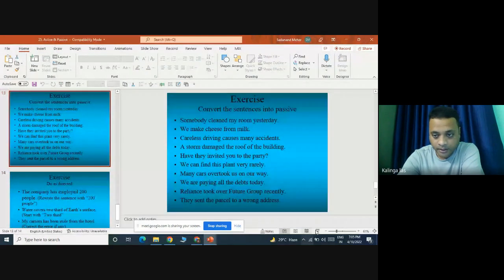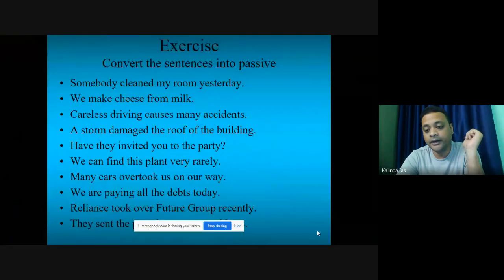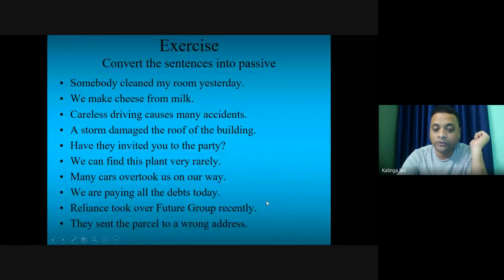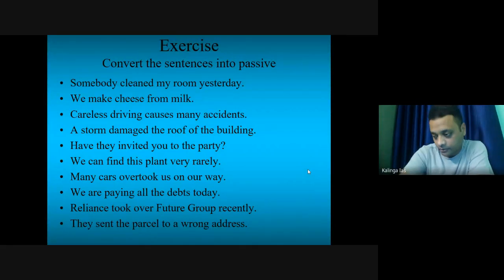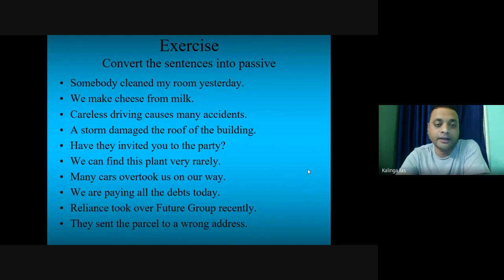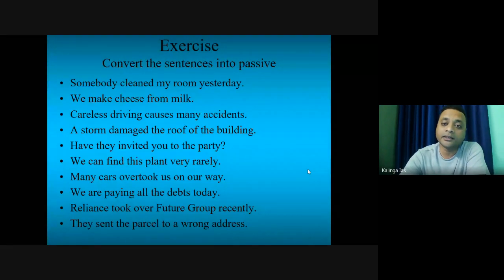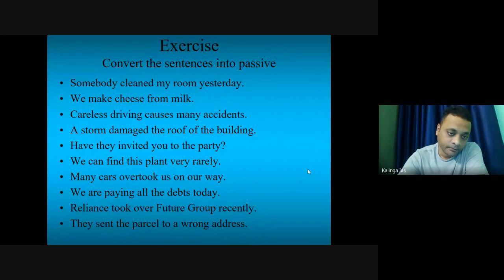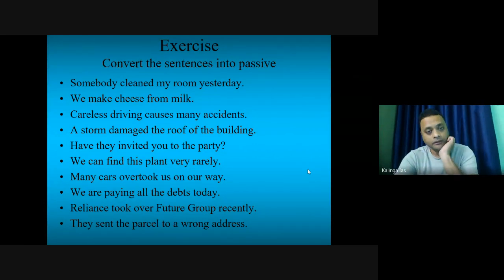Exercises. All of you get your pen and paper ready and solve this. When I ask a question, only one or two of you answer, so I do not want that. All of you please solve this exercise. Then only we will have the discussion. So I give you 2 to 3 minutes to solve this. Convert these sentences into passive. 10 sentences are there. Please convert them into passive very quickly, all of you.